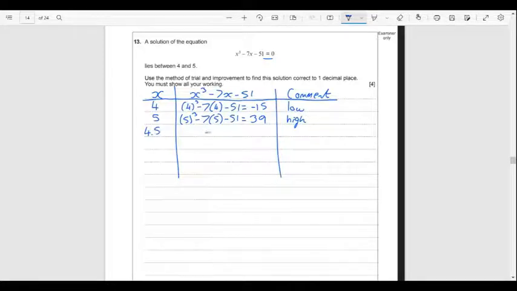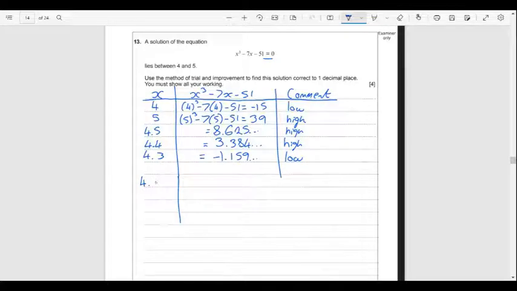Midpoint, 4.5. Now I'm not going to bother writing all these out again. This is equal to 8.625. That's too high. So I try 4.4. That's equal to 3.384 and stuff, that's still too high. 4.3 gets me minus 1.159 and stuff. Okay, perfect. Now this is too low. So that means my answer is somewhere between 4.4 and 4.3.